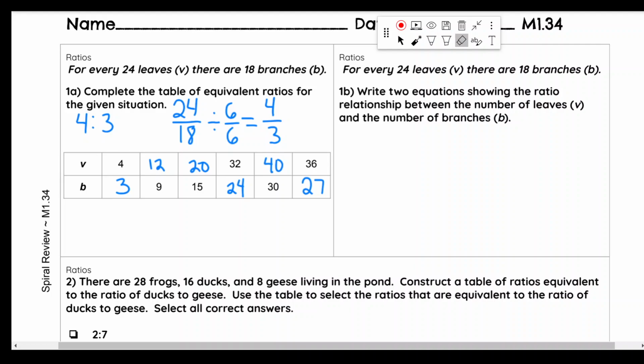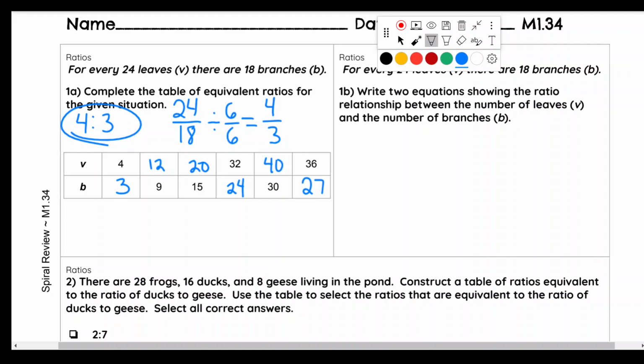Alright, looking at 1B. Going to be using the information from 1A to complete 1B. In particular, we are going to be using that 4 to 3 ratio right there. Write 2 equations showing the ratio relationship between the number of leaves and the number of branches.